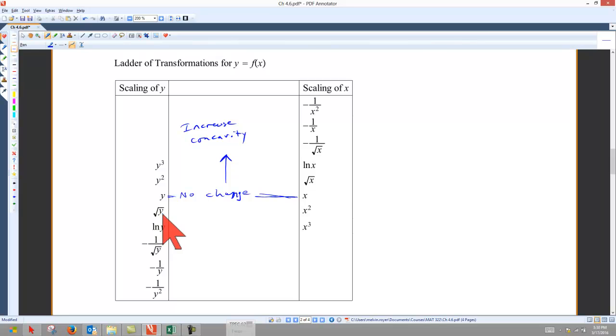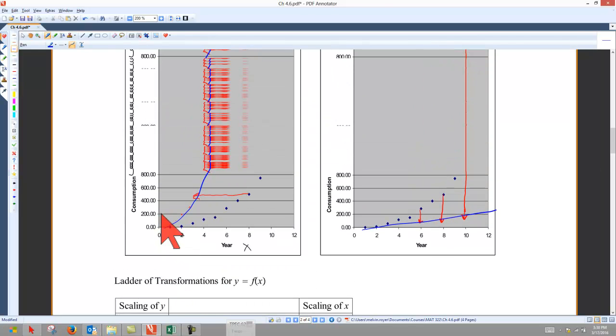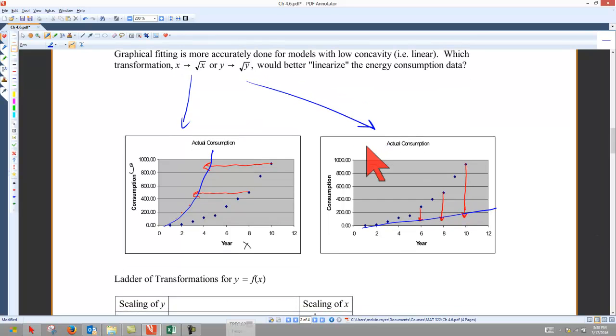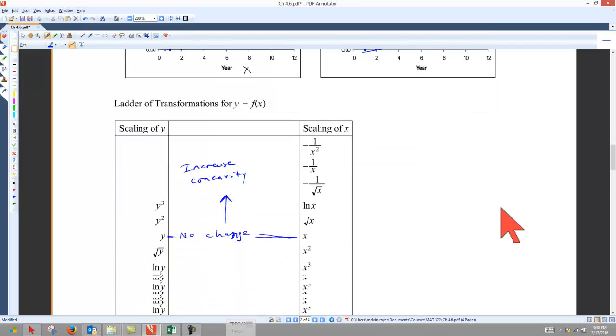When we tried replacing y by the square root of y, remember we found out, I should point out probably that this graph goes with this transformation and this graph goes with this transformation, just for noting that in your notes. We found out that y replaced by square root of y decreased the concavity.